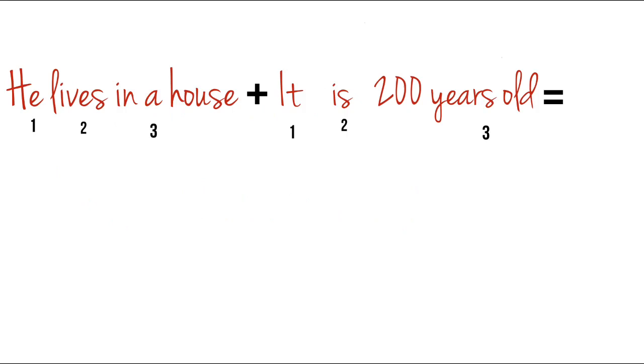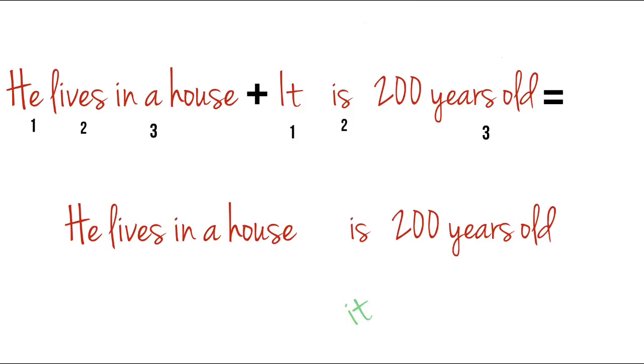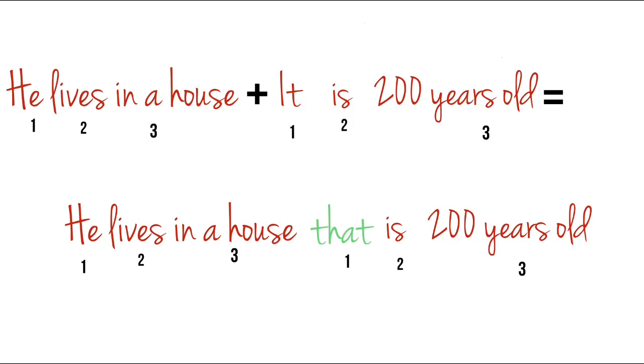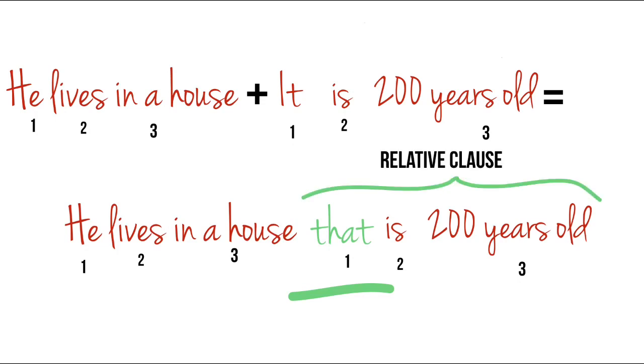He lives in the house plus it is 200 years old. It goes away and in its place comes the pronoun that. And as a result we have a complex sentence, he lives in a house that is 200 years old. And again we have the structure 1, 2, 3 plus 1, 2, 3, in which the relative pronoun that becomes the number 1 of the relative clause. The relative clause is here that is 200 years old. And the main clause is he lives in a house.